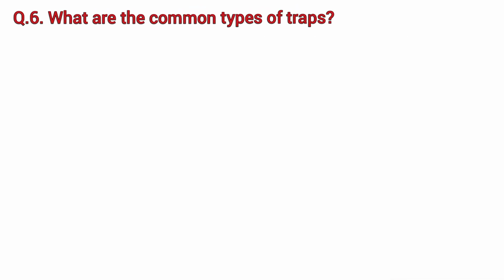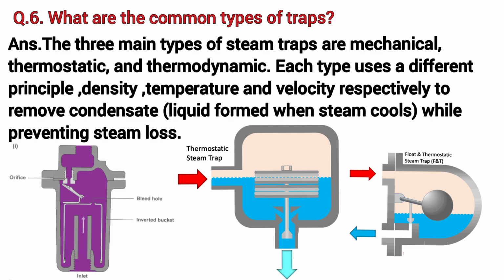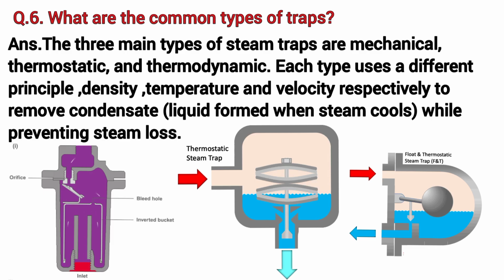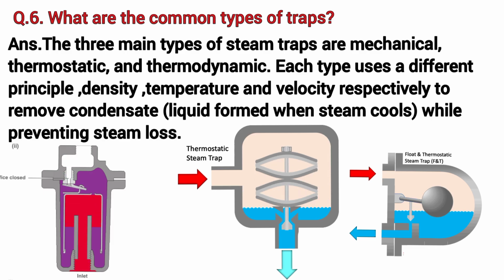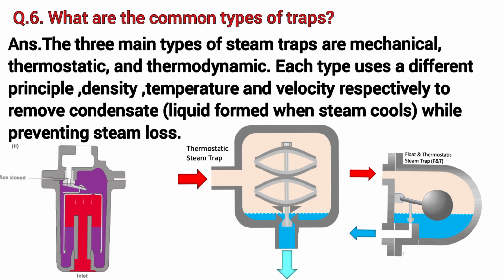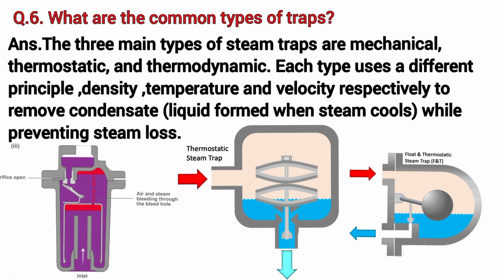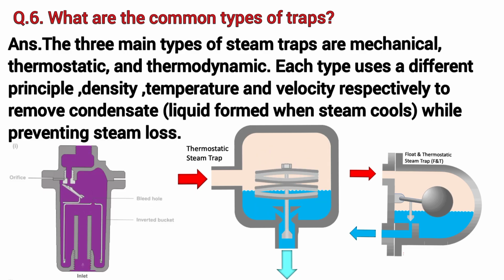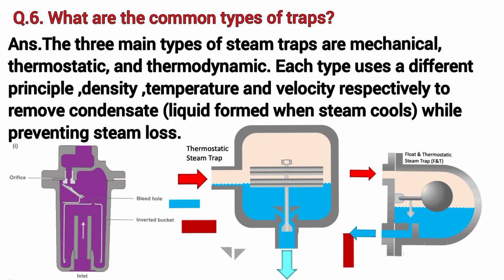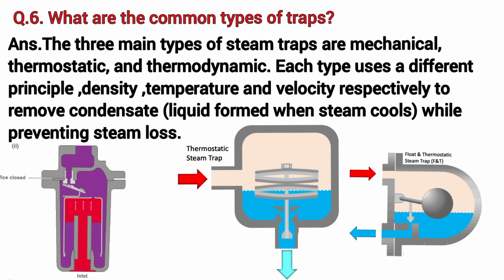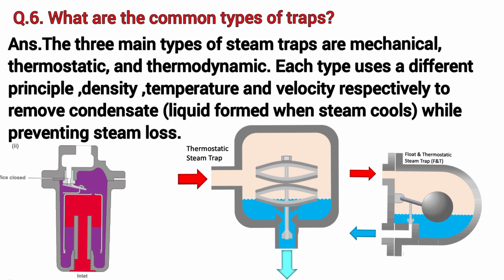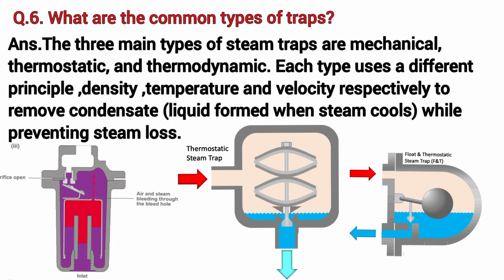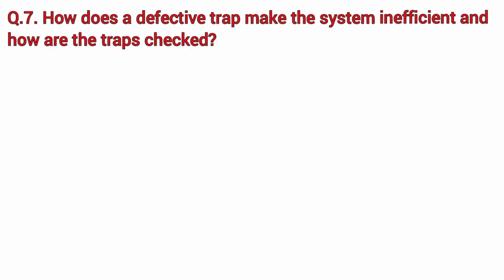What are the common types of traps? The 3 main types of steam traps are mechanical, thermostatic, and thermodynamic. Each type uses a different principle, density, temperature, and velocity respectively, to remove condensate, liquid formed when steam cools, while preventing steam loss. How does a defective trap make the system inefficient and how are the traps checked?